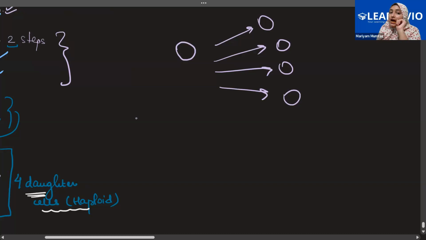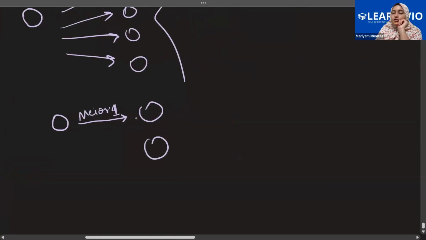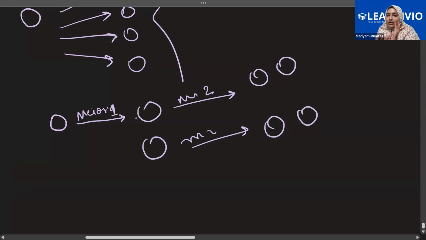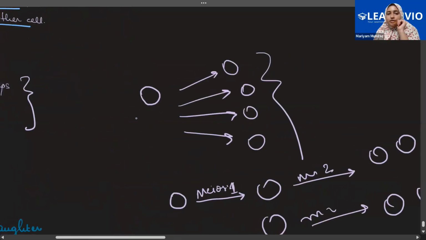But if you look at how these four daughter cells are formed, for example, this one cell undergoes meiosis 1. After meiosis 1, it will form two daughter cells. Then these two daughter cells will undergo meiosis 2, both of them. So this will form two daughter cells and this will form two daughter cells. So as a whole, we have four daughter cells. Clear? Yes, ma'am. So now the whole chapter is completed.